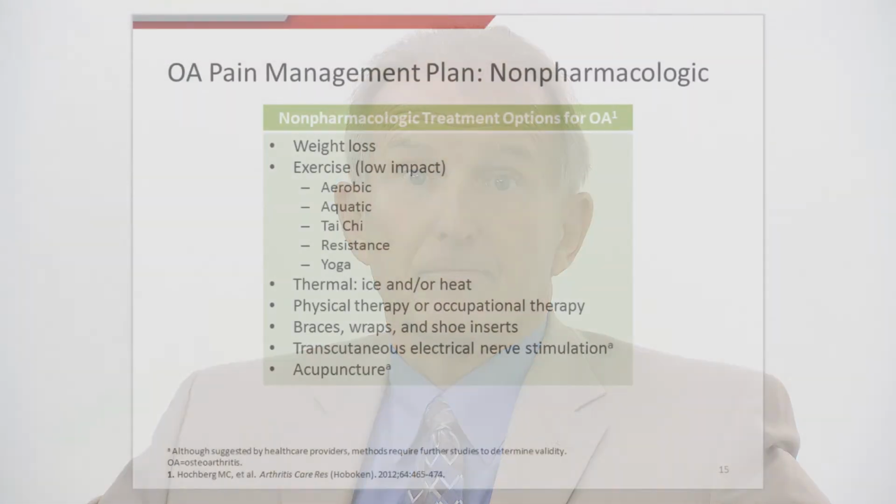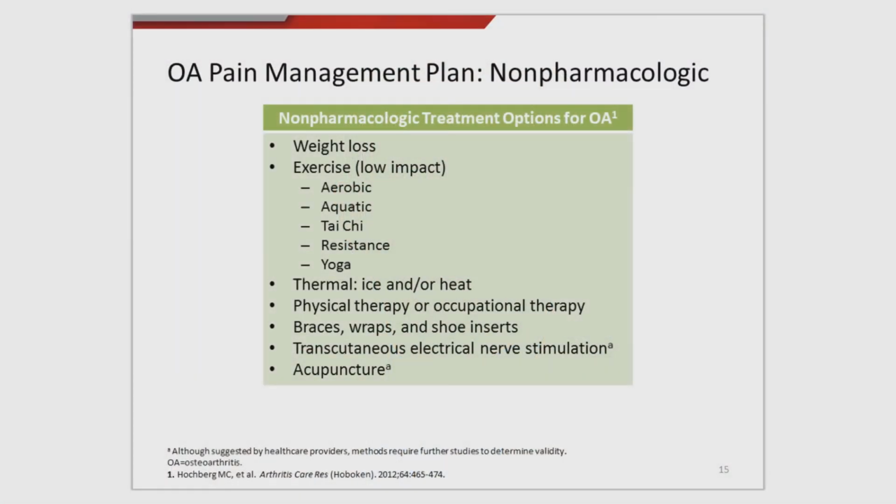Let's look at both non-pharmacologic and pharmacologic treatment ideas that I consider. Starting with the non-pharmacologic treatments: if they're overweight, start by encouraging them to lose weight. This will reduce the weight-bearing load on a joint, especially in the back, the knees, and the hip. And don't forget, proper shoe wear is so important.